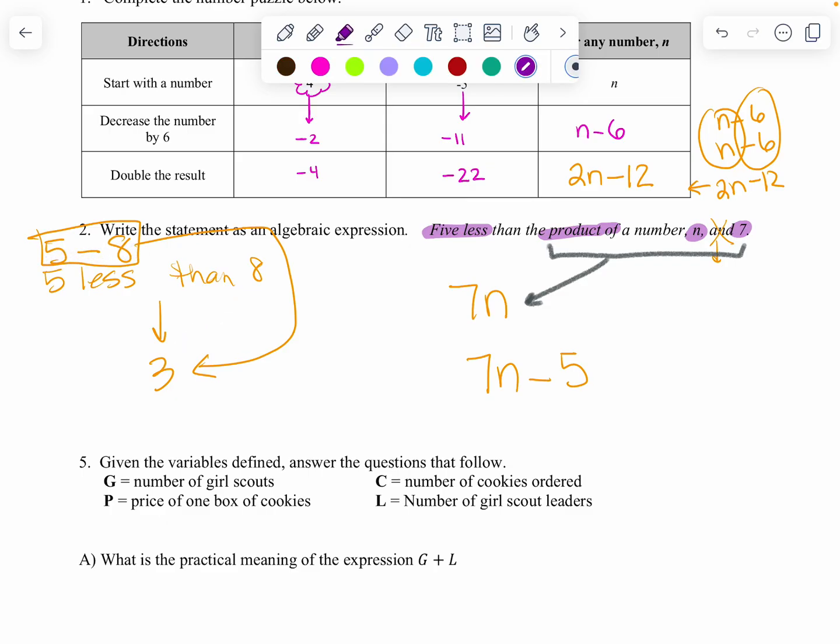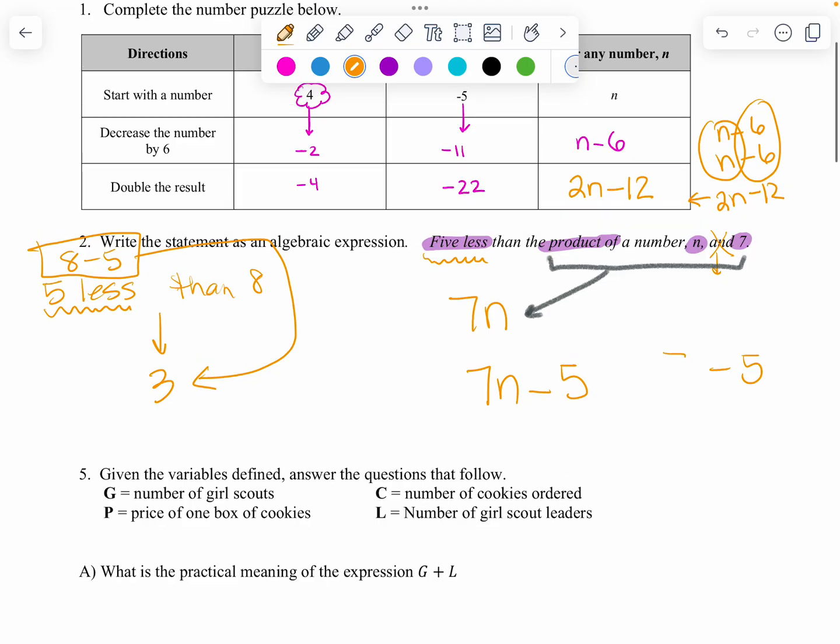So how else do we get 3 from 5 and 8? You have to reverse the order, right? So it's 8 minus 5. So those statements of 5 less means that we're going to put the less than symbol in the back. So 5 less means the minus 5 goes in the back. 5 less than what? The product of n and 7. So I'll put the 7 and the n, minus 5 in the back. And that's how I ended up with my answer. Okay, hopefully that's a little more clear.